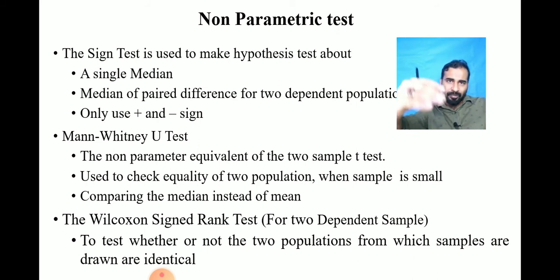Okay, then the third type of test is the Wilcoxon signed rank test. This is for two dependent samples. If there are two samples and these two samples are dependent, then instead of using paired t-test, we can go for Wilcoxon signed rank test. Okay, so it's a clear counterpart of the paired t-test. Here also we are comparing the median, not the mean.